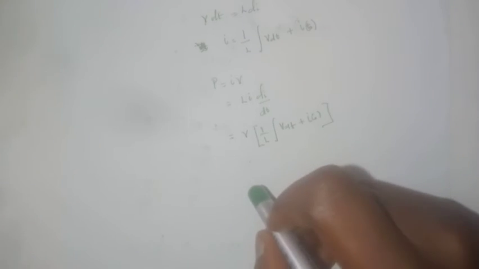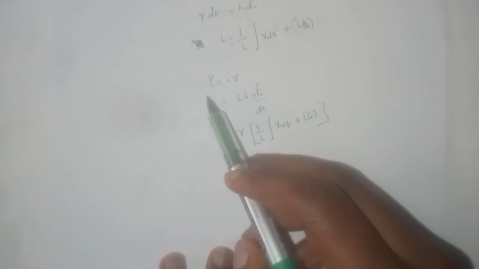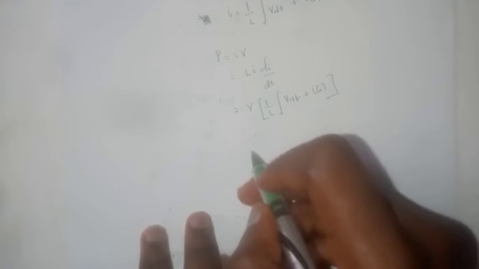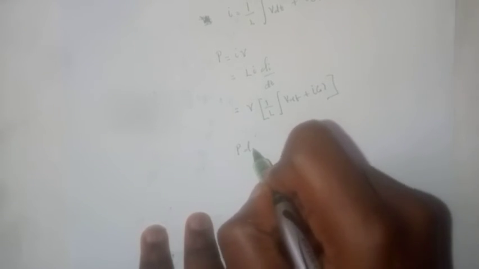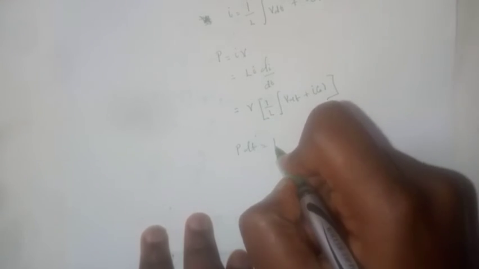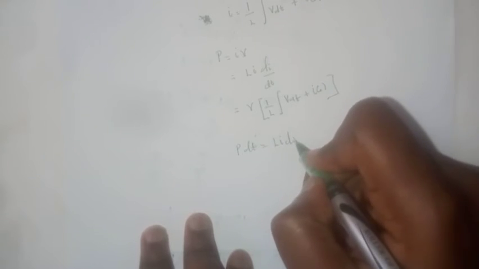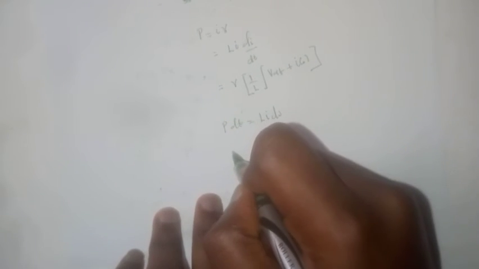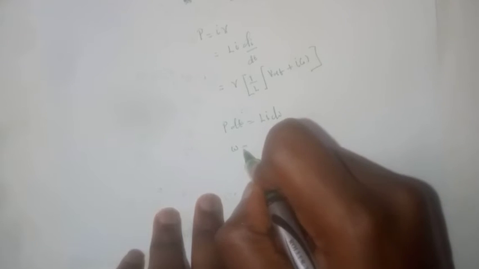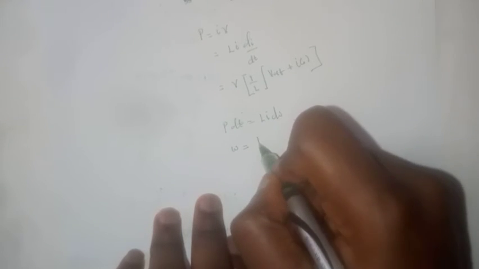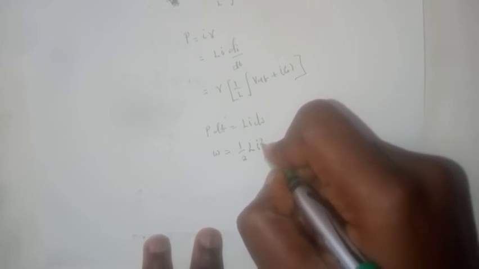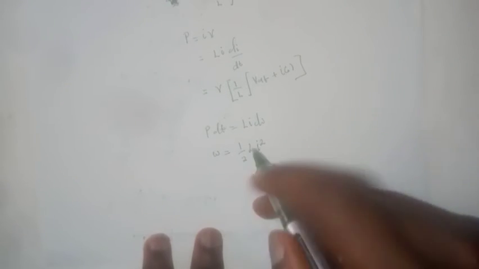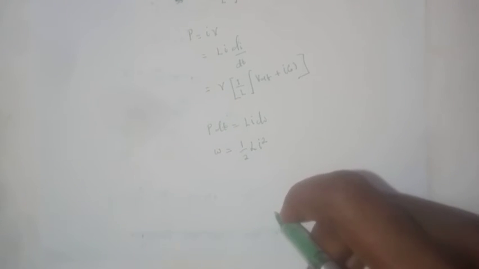Now, if we wanted to figure out how much energy is stored in an inductor, we can do that by writing this equation like this: P dt equals L i di, and integrating both sides, we would have it that W, that is energy, equals one half L I squared, and that is the amount of energy stored in the inductor.